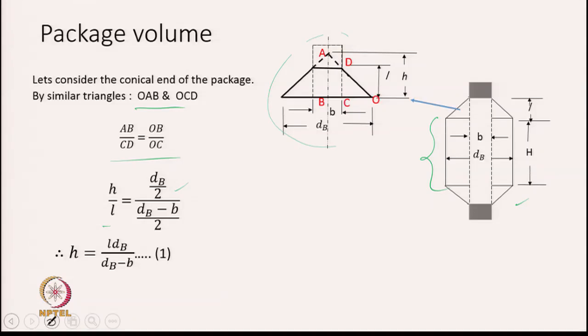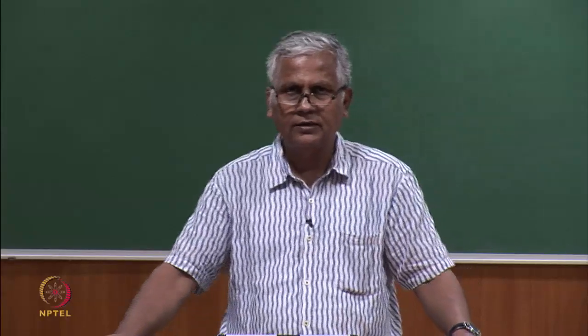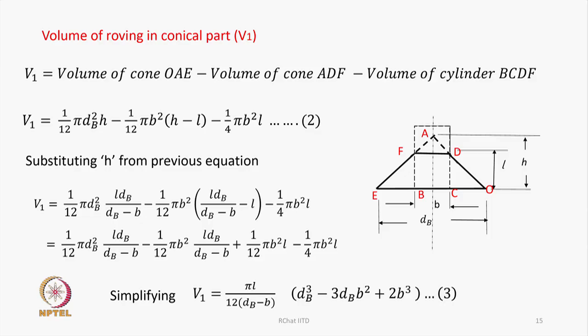Okay. So, what is H? Look at this, it is the value of AB. So, that is the value of H. Now, we go to the next slide. What we have to do? The value of the volume of roving in the conical part, first we want to calculate.